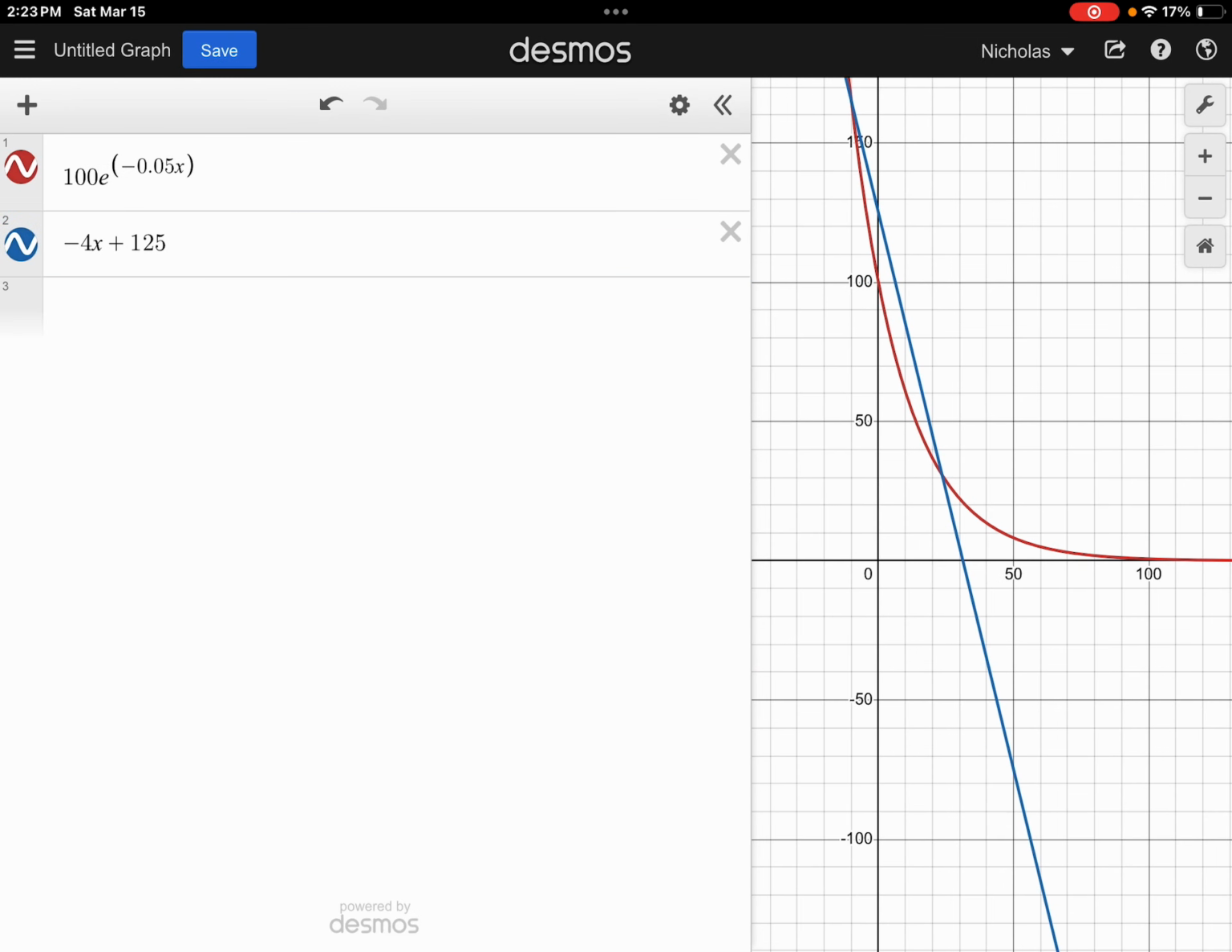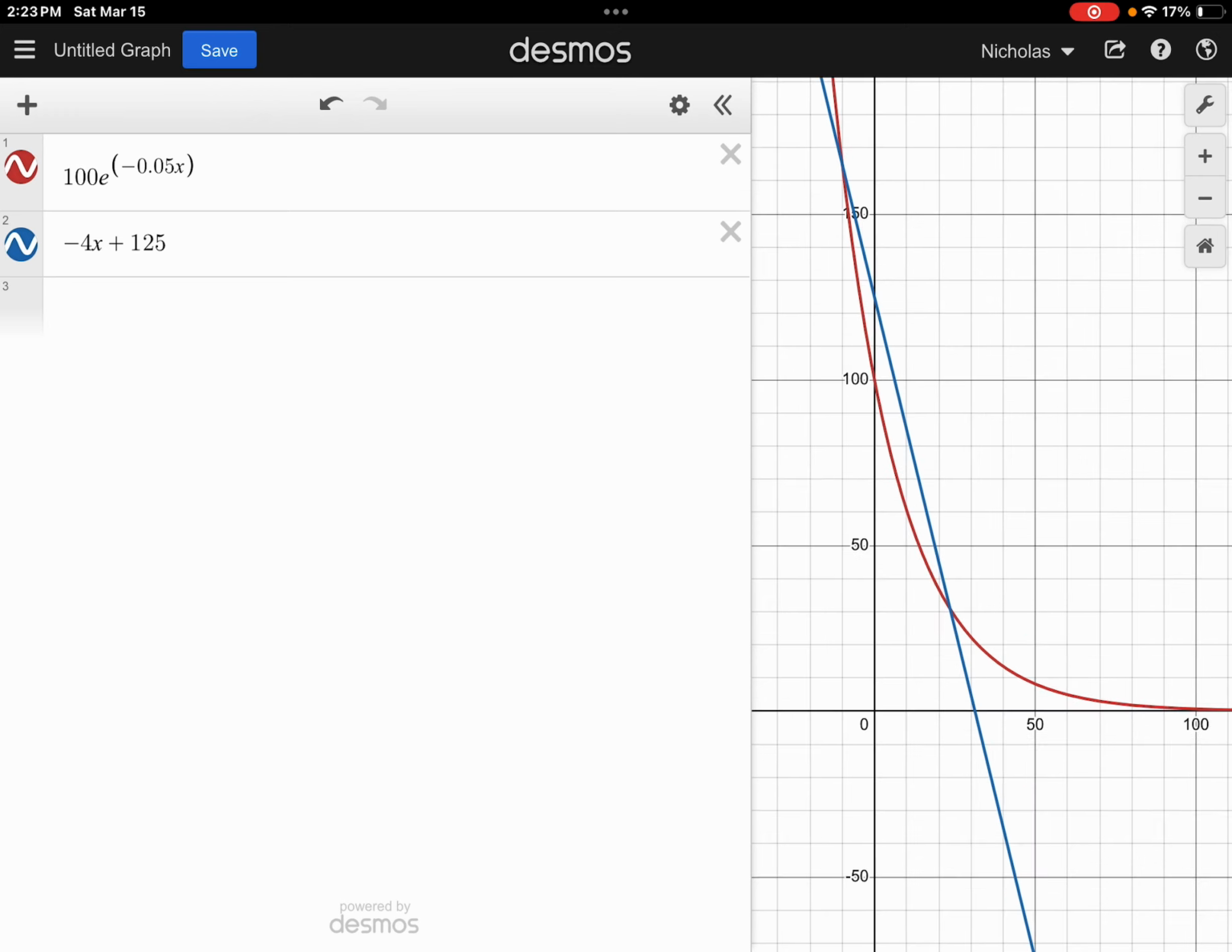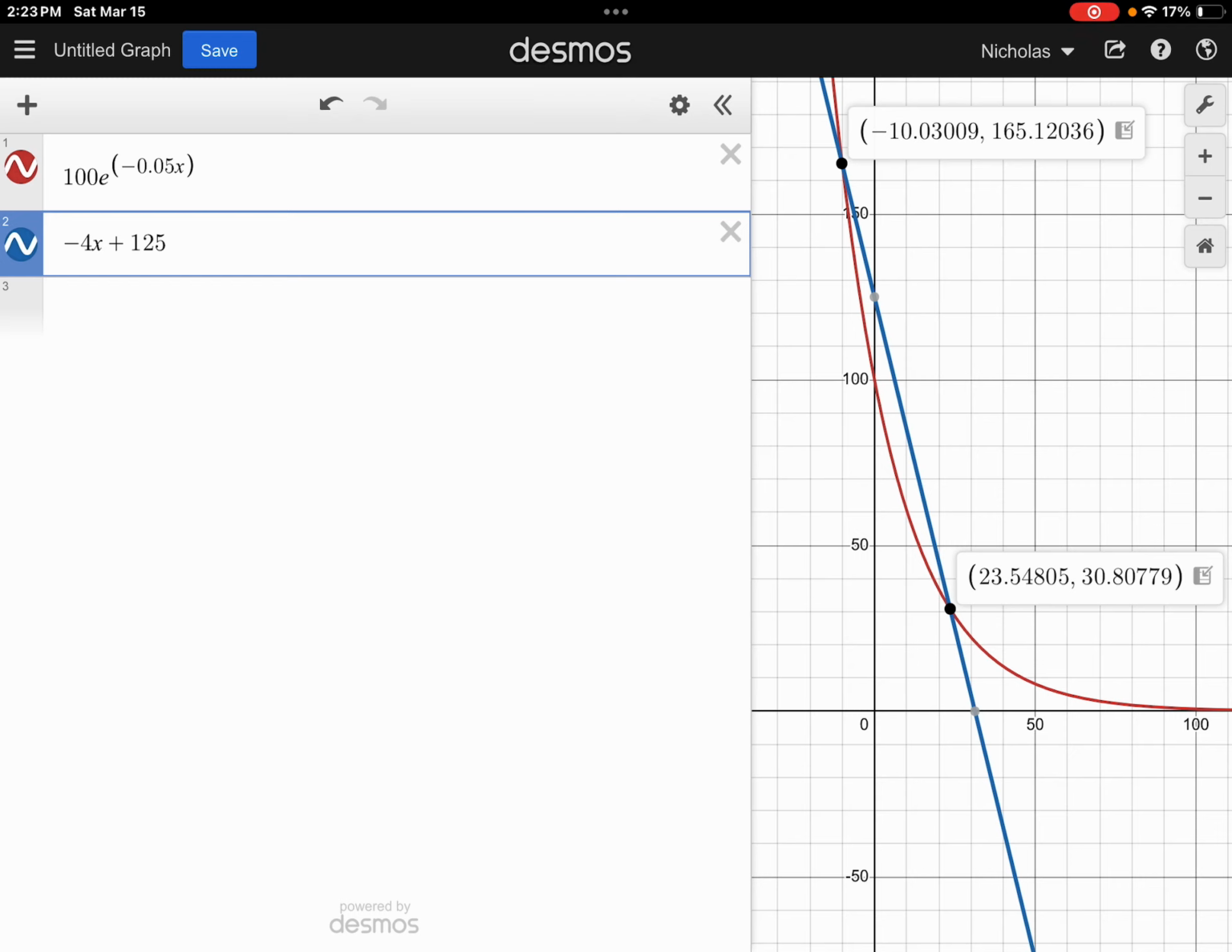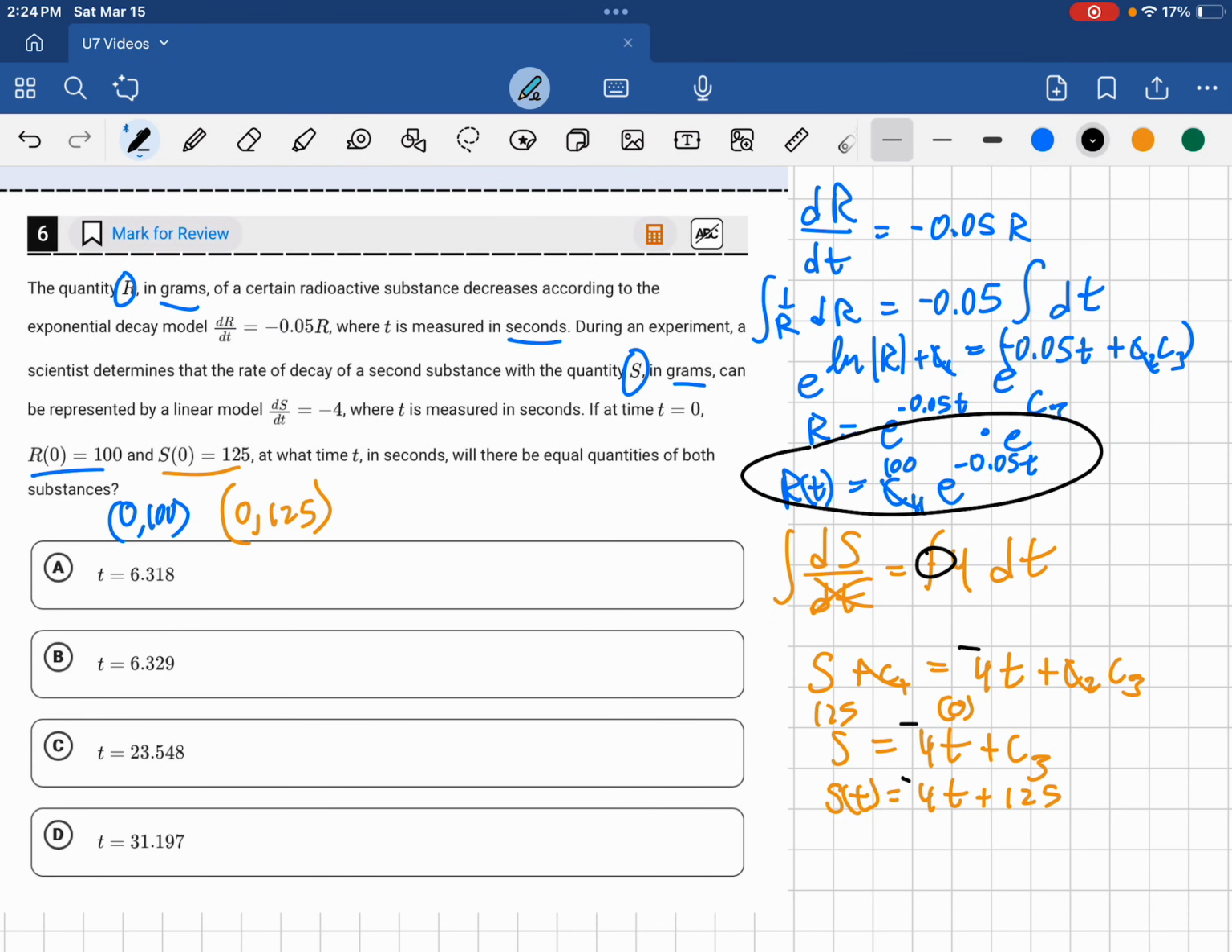There it is. Okay, I know the t on the other point where they're intersecting. That one, the negative 10, that one doesn't matter because it's negative seconds. So our answer is, the t is 23.548. Let's look at our choices. 23.548. There you go.